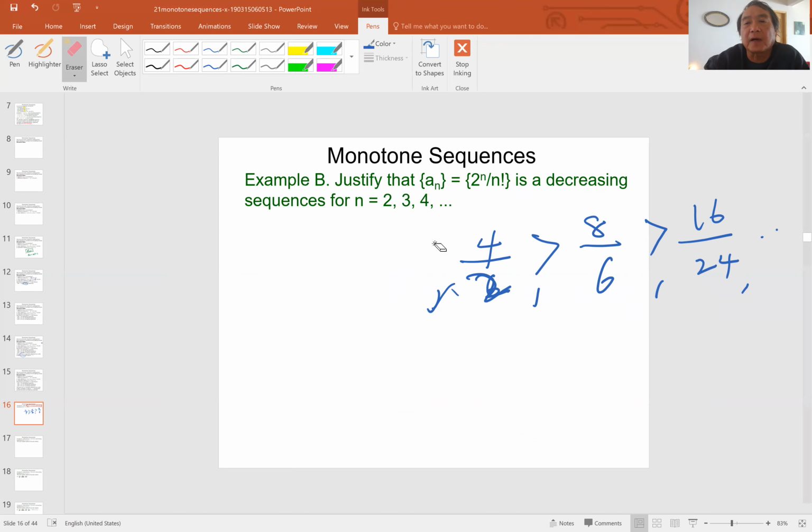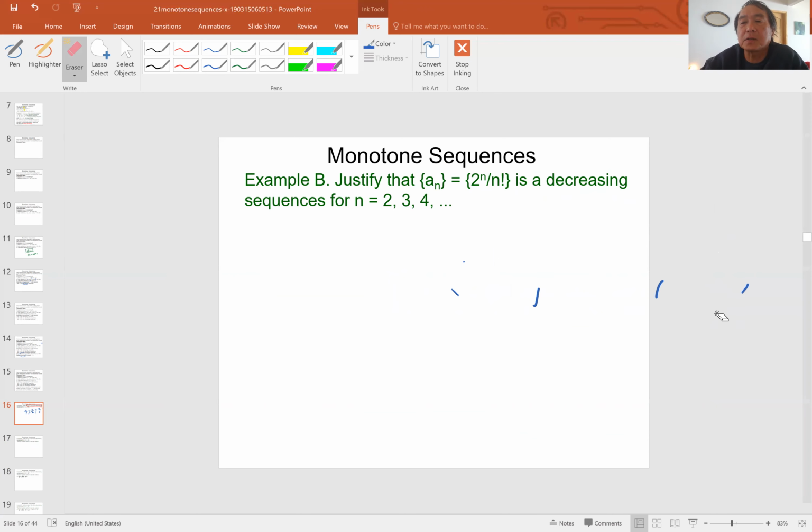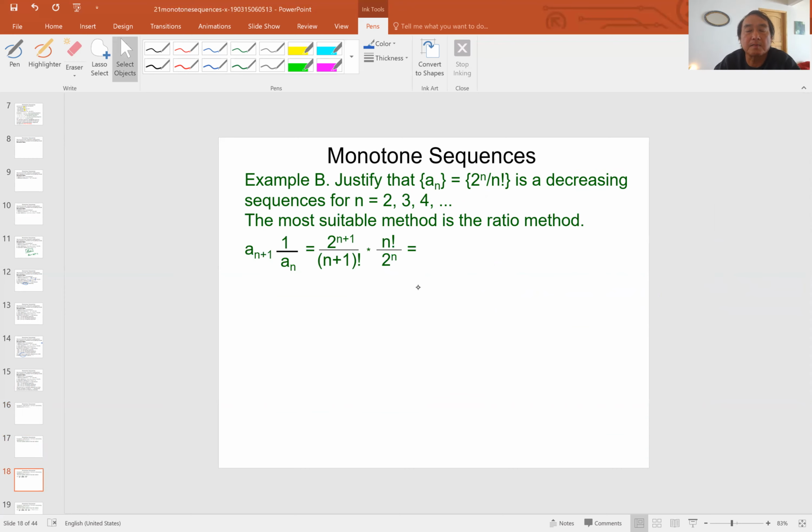But how do we justify it? And so this is the proof. We need a proof for it, and we're going to use the ratio method. Here's a typical proof that we're going to use later on. We tell the readers what way we're going to prove it, how we're going to demonstrate it. We're going to use the ratio method.